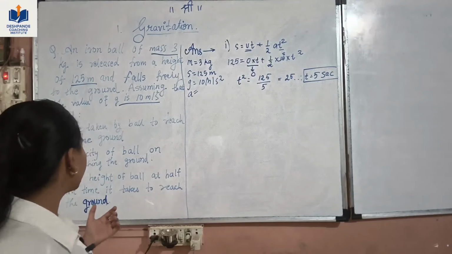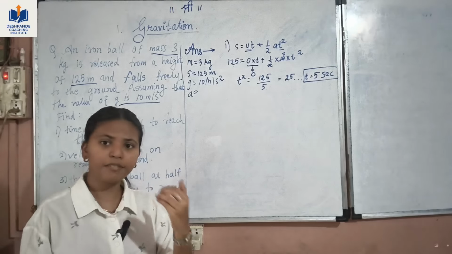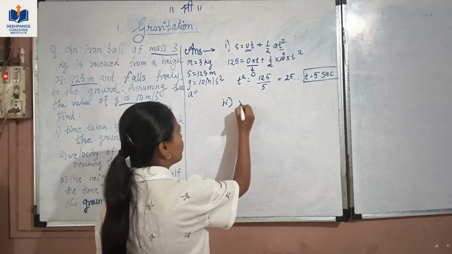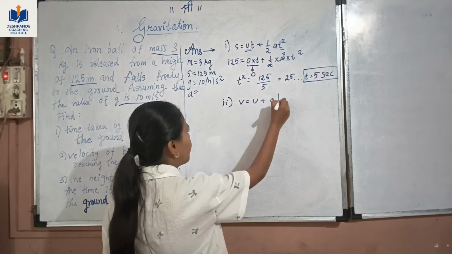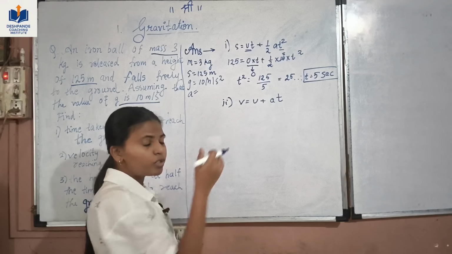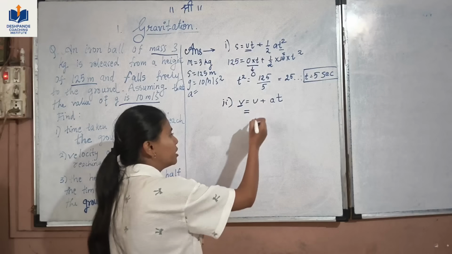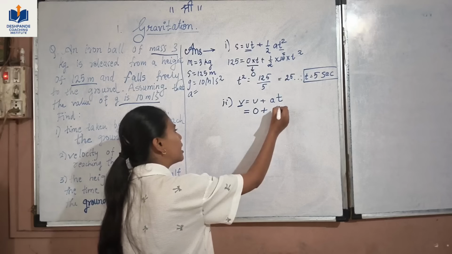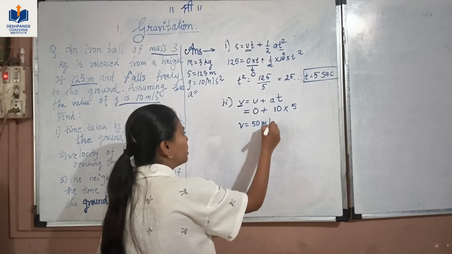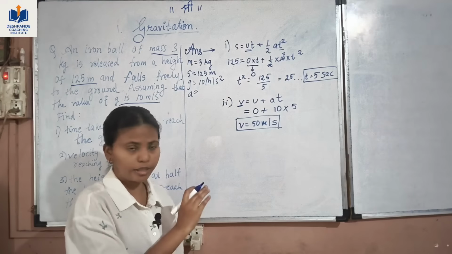So, now what do we have to find? Second is the velocity of the ball on reaching the ground, which is the final velocity v. We can calculate it by using the first equation, and the first equation is v is equal to u plus at. In this we have the time, we have the gravitational acceleration, and u we already know is 0. So we can find the final velocity. u is 0 plus 10 into 5. So the final velocity is 50 meters per second. The unit of velocity is meters per second and don't forget to write the unit.